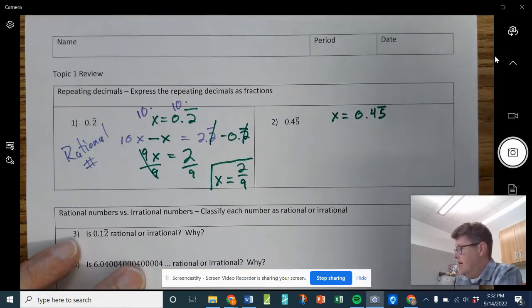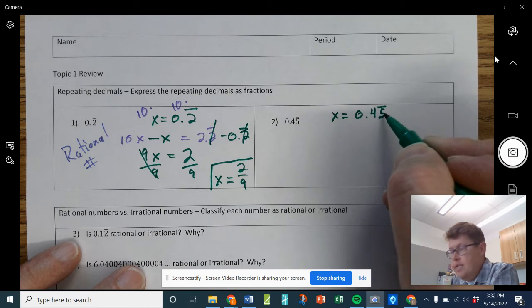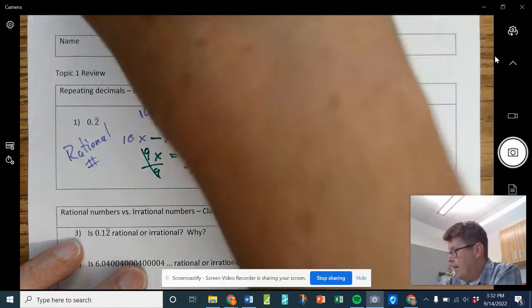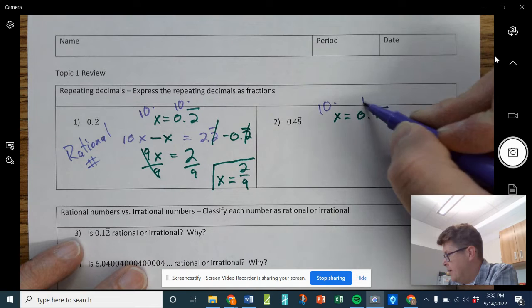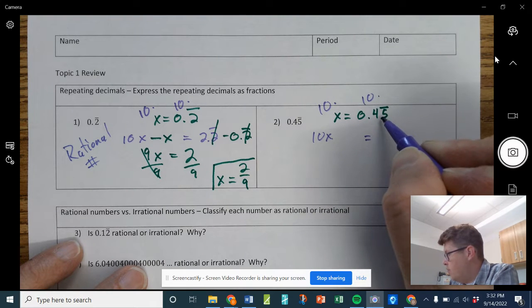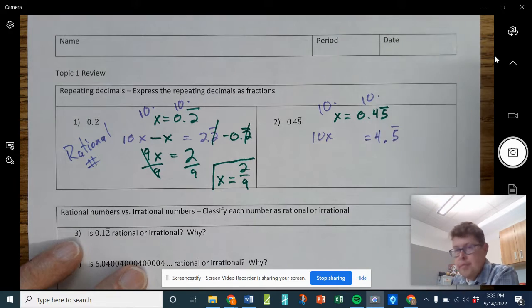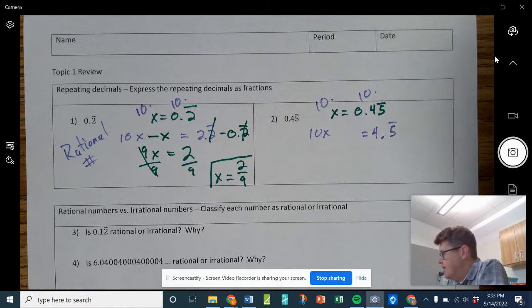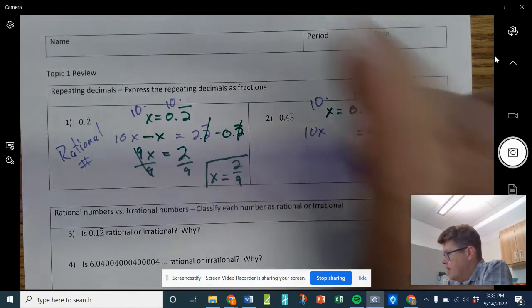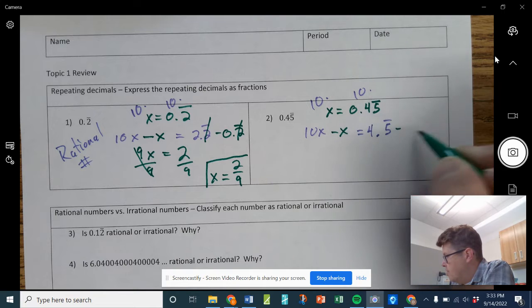Okay. So we got this 0.45 repeating. We're going to do the same thing. We got one repeating digit on each side, so we're going to multiply by 10 on the left and the right. That gets us to 10x, and this gets us to 4.5 repeating. And then we're going to subtract x on the left. We're going to subtract this 0.45 repeating on the right.